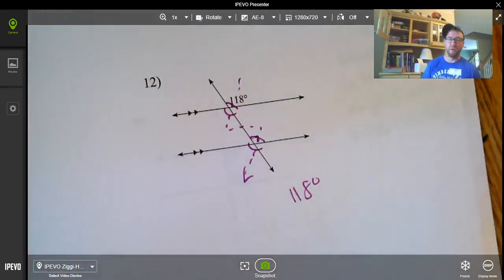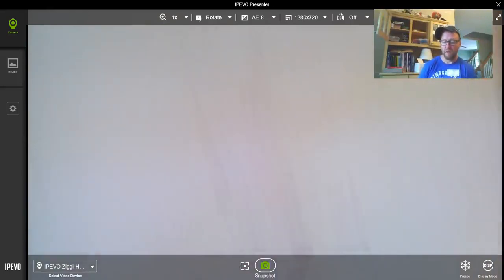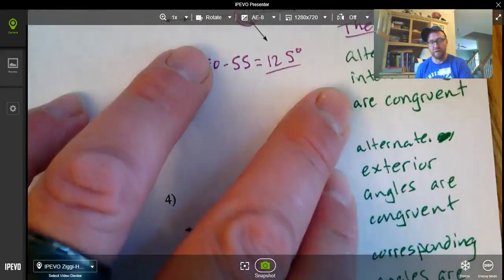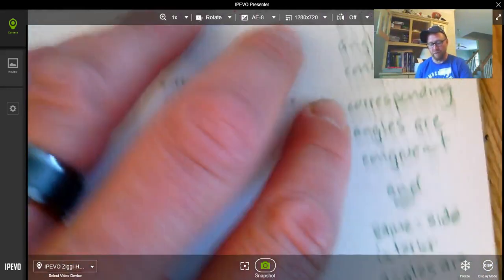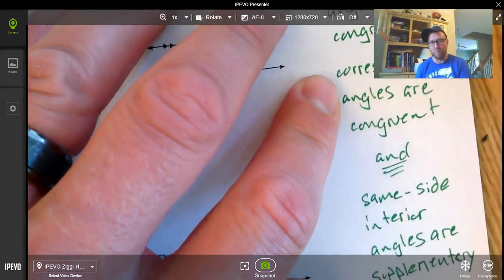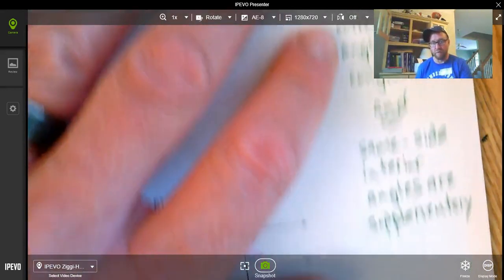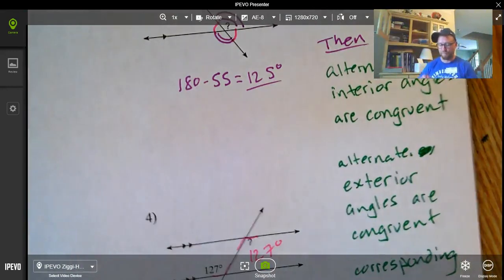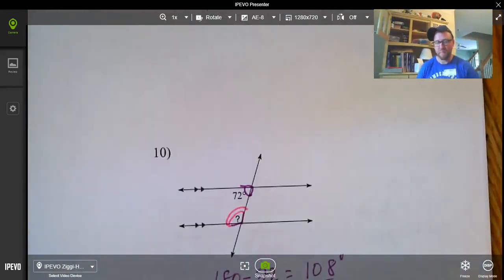By the way, I wouldn't encourage guessing, but if you ever had to guess, just guess that the angles are congruent. You got a 75% chance of being right, because in 3 of the cases, if they're alternate interior angles, alternate exterior angles, or corresponding angles, then they're congruent. It's only when they're same side interior angles that they're not congruent. Okay? All right. Good luck.